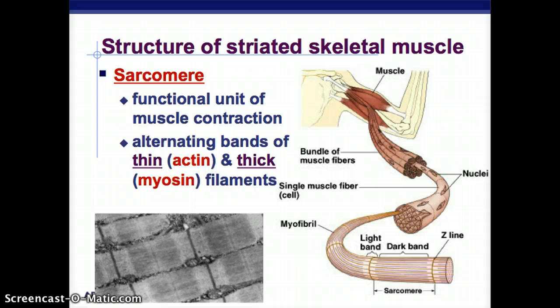So what's the structure of that striated skeletal muscle? Well, we have sarcomeres. Sarcomeres are our functional unit of muscle contraction. They are the alternating bands of thin actin and thick myosin filaments. So here's our sarcomere, right here to here. That's a sarcomere, and it's got bands of actin and myosin, thin and thick, and we'll talk through what that looks like.